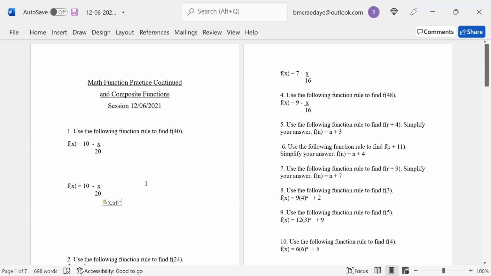We haven't done composite functions, and we won't get to those today. That's a function of a function. So I think we'll spend a whole session on that.